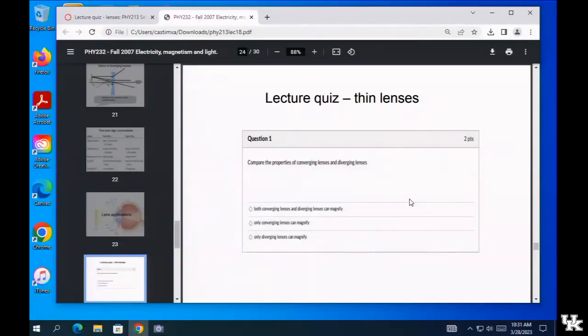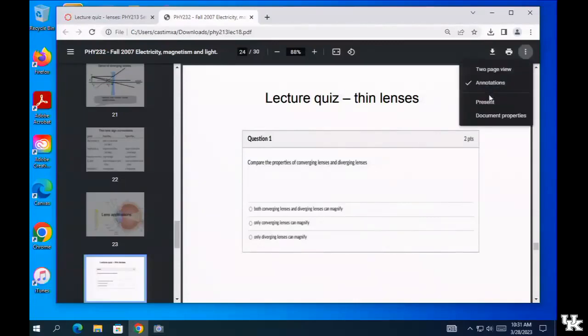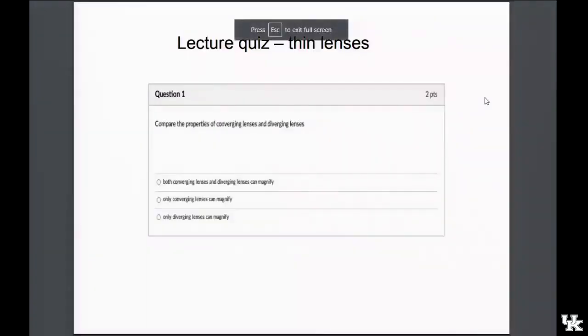So this question asks you to compare a converging and a diverging lens, and to answer the question of whether they both can magnify, only the converging lens can magnify, or only the diverging lens can magnify. So I'll give you another minute or two to respond to that one, and then we'll get on with a numerical example.